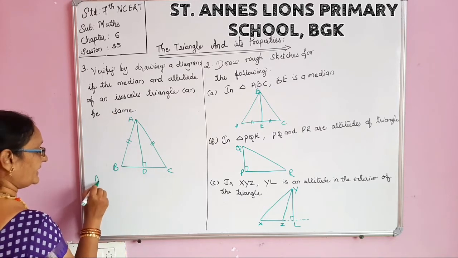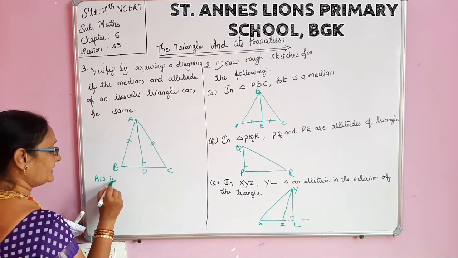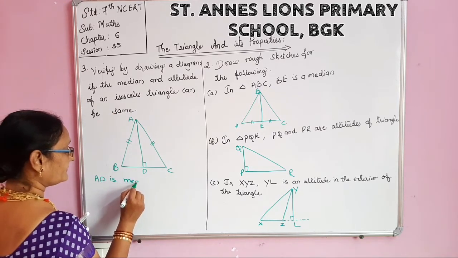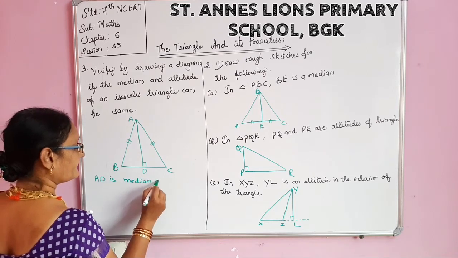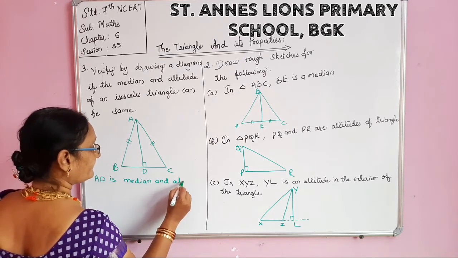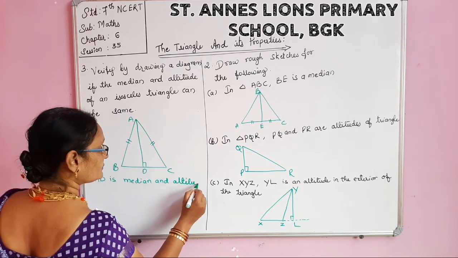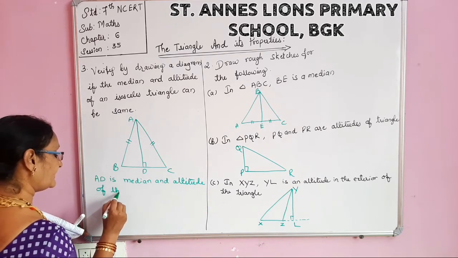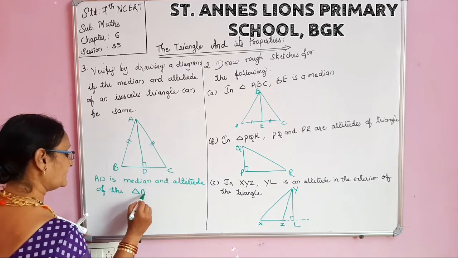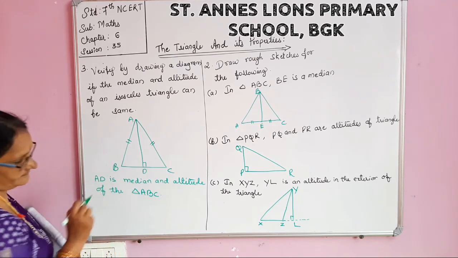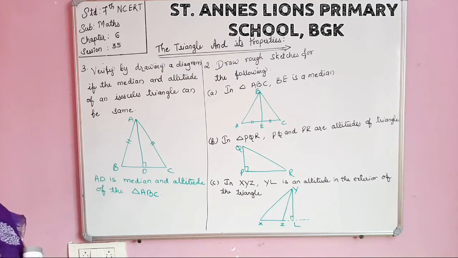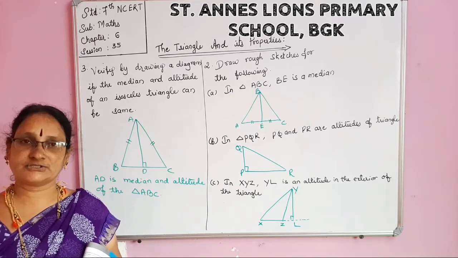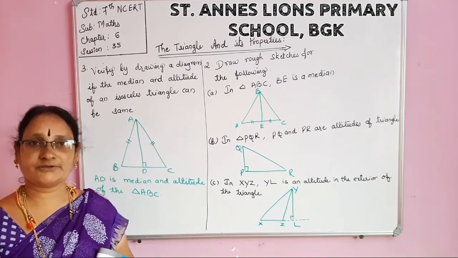So here AD is median and altitude of the triangle ABC. Okay. So this is the explanation and also exercise 6.1 is finished.